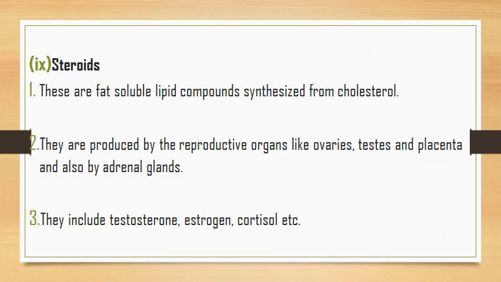Steroids. These are fat-soluble lipid compounds synthesized from cholesterol. They are produced by the reproductive organs like ovaries, testes and placenta and also by the adrenal glands. They include testosterone, estrogen, cortisol, etc.